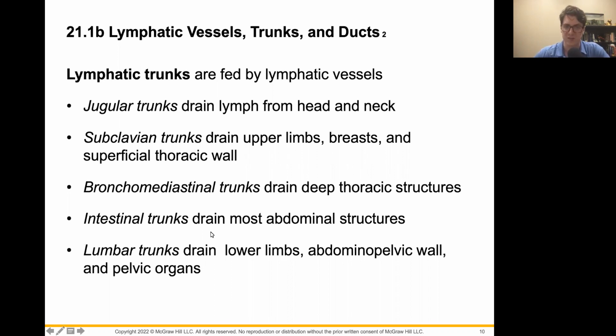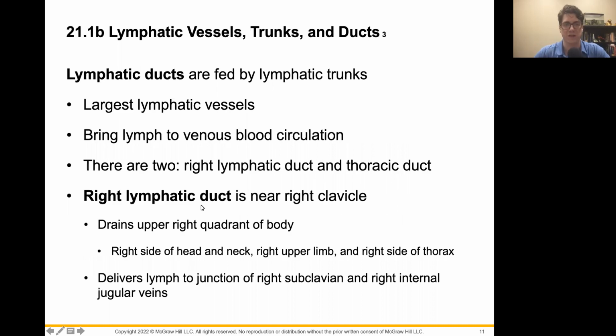The intestinal trunks, which makes sense that those are abdominal. And then finally, the lumbar trunks, which are going to be stuff from the lower limbs, basically all coming together there. These are going to drain into the lymphatic ducts.